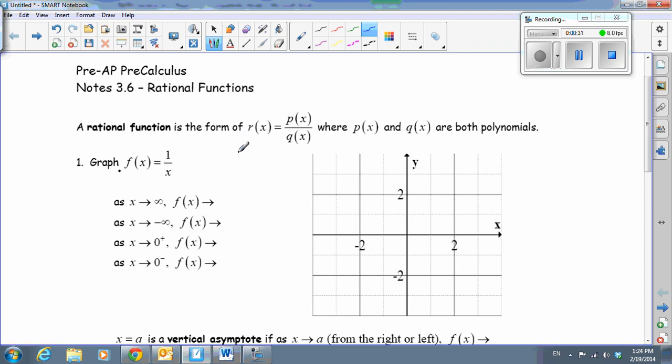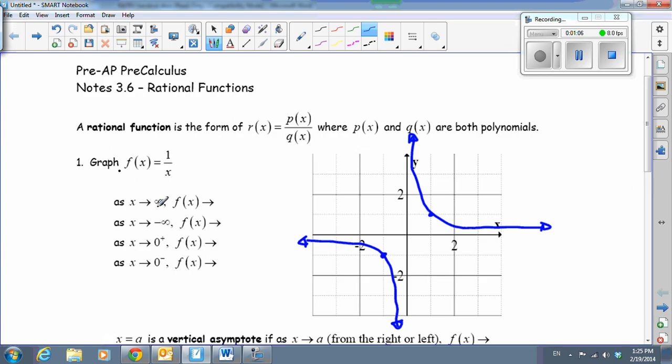A rational function is always of the form p of x over q of x, where p of x and q of x are both polynomials. Here's the parent function graph. This graph, f of x, is equal to 1 over x. The function 1 over x goes to the point (1, 1) and goes to the point (1, negative 1). And if you want to graph it, it will look something like this, and also like this.